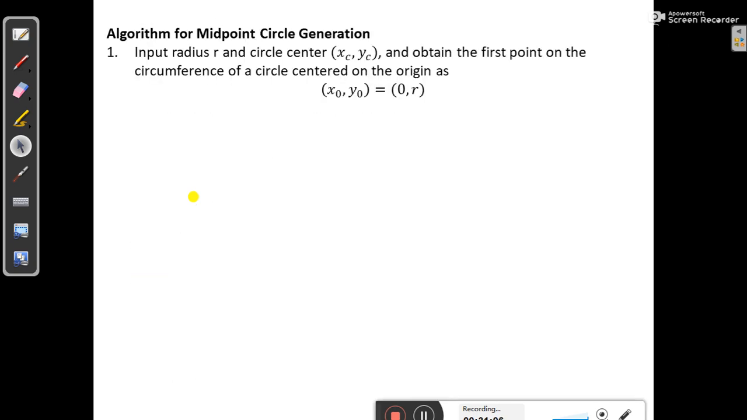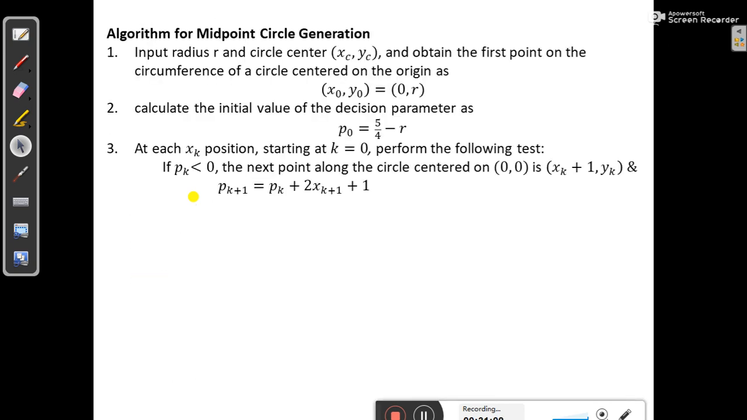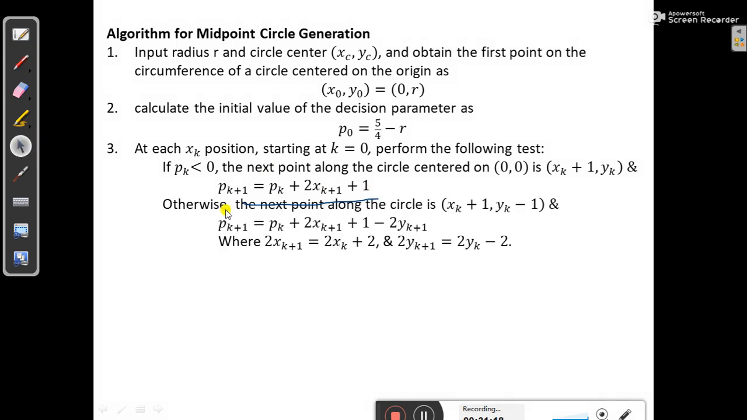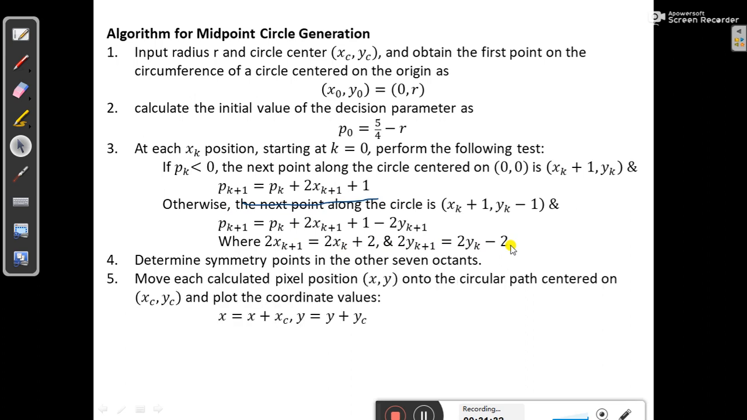Two equations are important. One equation is this one. If it is less than 0, we'll follow this one, and if it is not, then we'll follow this one, where 2xk plus 1 is equal to 2xk plus 2, and 2yk plus 1 is equal to 2yk minus 2. So there remain symmetric points in the other 7 octants. Move each calculated pixel position x, y onto the circular path centered on xc, yc and plot the coordinate values.